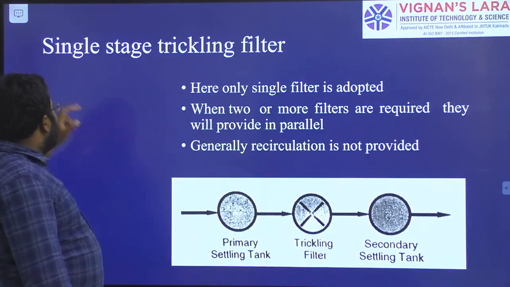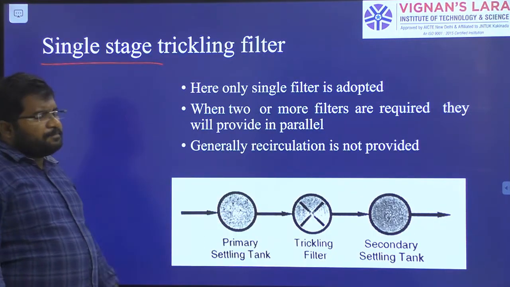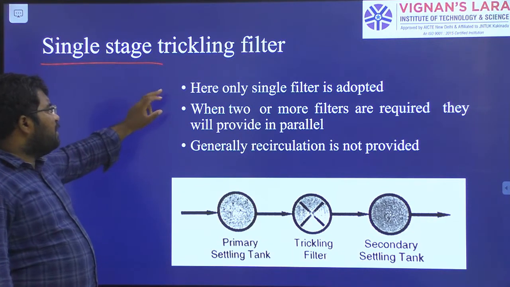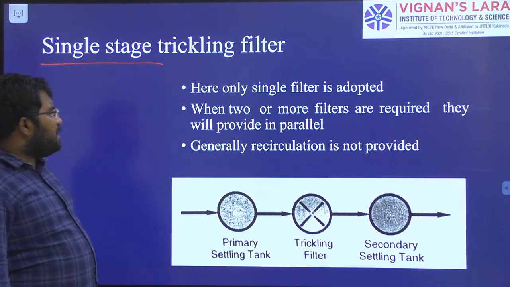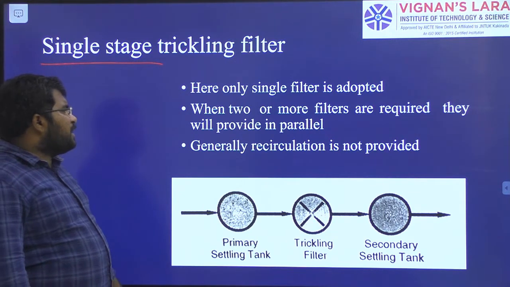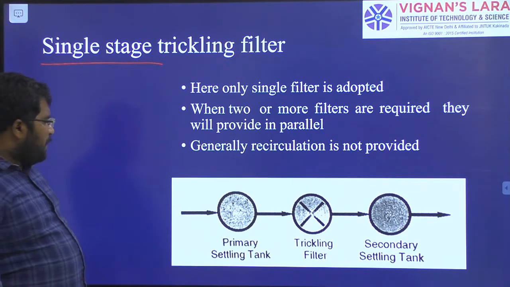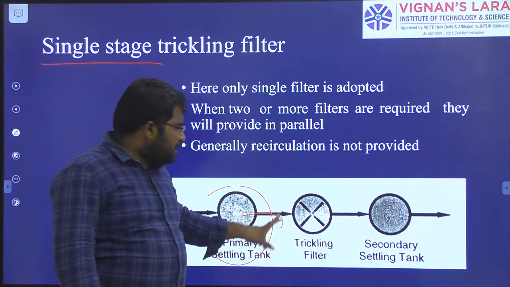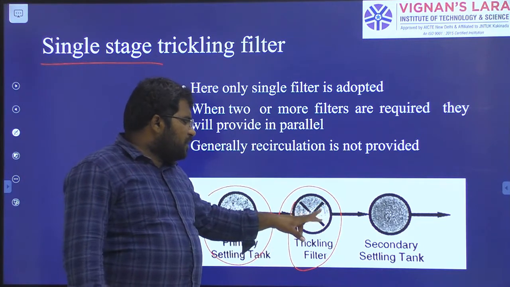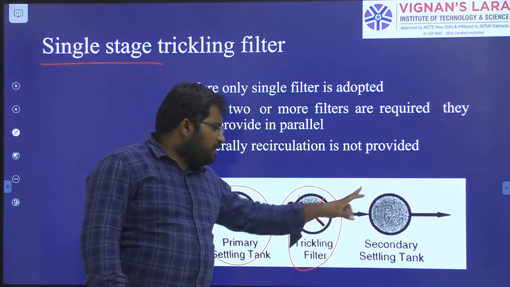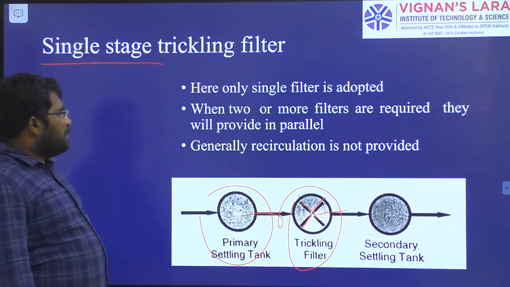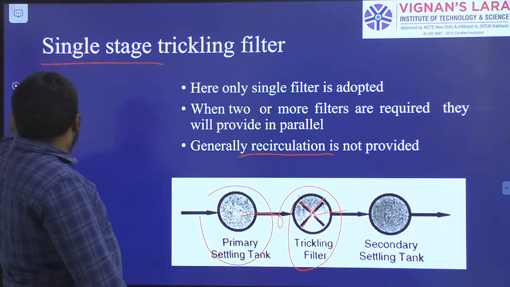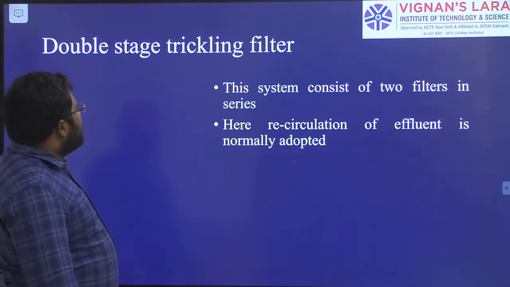Next, coming to the classification based on the series being used. We have the single stage trickling filter. Here only one single filter is adopted. When two or more filters are required, they will be provided in parallel. Here we have a primary settling tank. After the primary settling tank, we have the trickling filter with spraying arms. After that, we have the secondary settling tank. Generally, recirculation is not provided here.